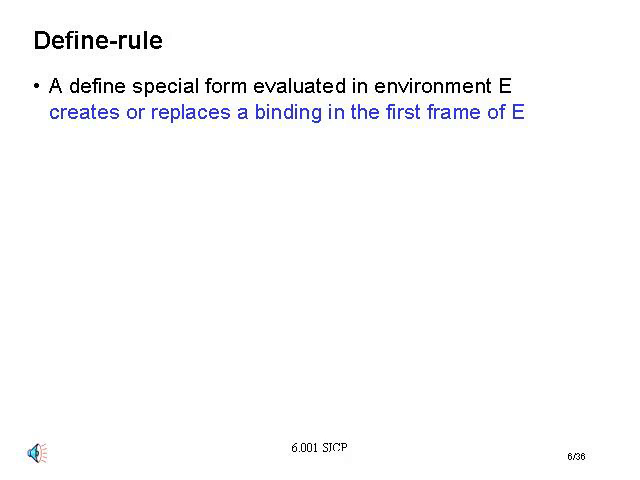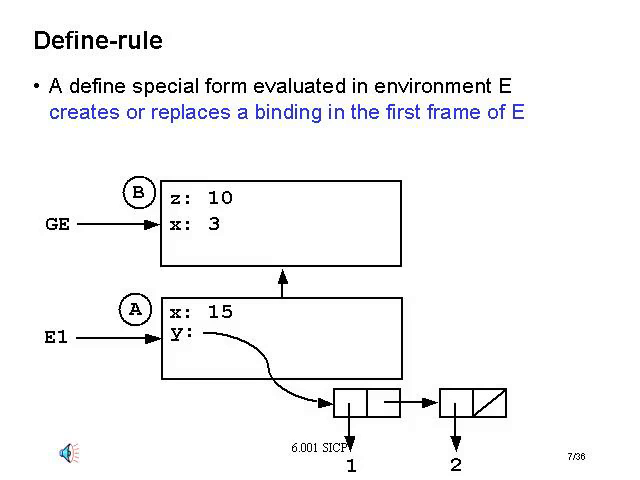Okay, we have a rule for looking up values associated with variables. Now, what about the rule for creating bindings of variables and values? Of course, that's a define expression, and we have a rule for dealing with that. A define special form, when evaluated with respect to some environment E, creates or replaces a binding in the first frame of E. And it always does it in the first frame of E. So here's our environment structure from before. Let's look at what defines do when they're evaluated with respect to this environment structure.